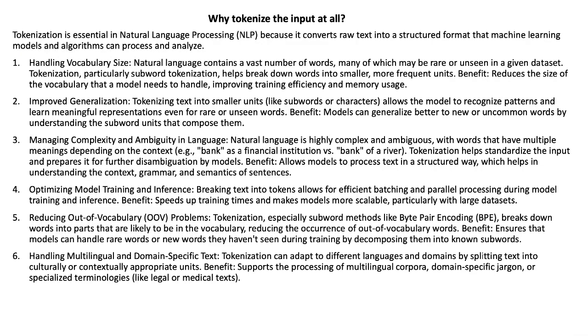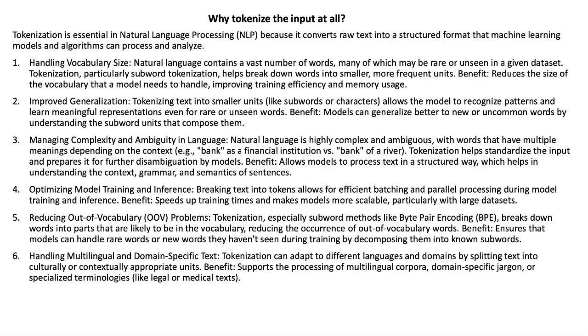So why do we tokenize text at all? Tokenization is essential in natural language processing because it helps convert raw text into a structured format that models can actually understand and process. Here are 6 key reasons why tokenization is so important. 1. It helps control vocabulary size by breaking words into smaller, more frequent parts. 2. It improves generalization, helping models handle rare or completely new words. 3. It manages language complexity and ambiguity by splitting words into clear, manageable pieces.